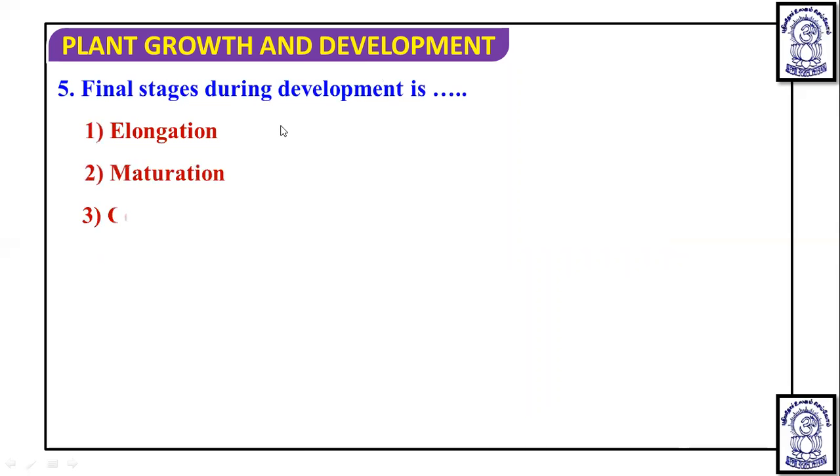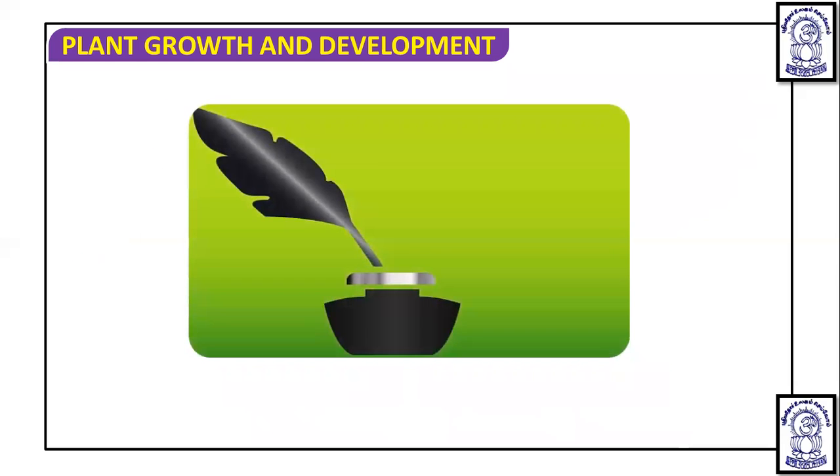Then, the final stages during development are elongation, maturation, cell division and senescence, obviously senescence which leads to death. So that is all about the introductory part to development.